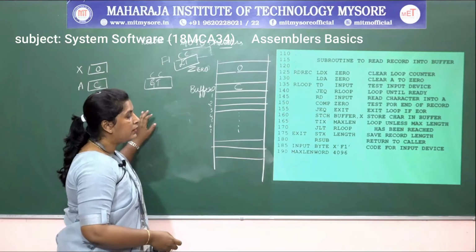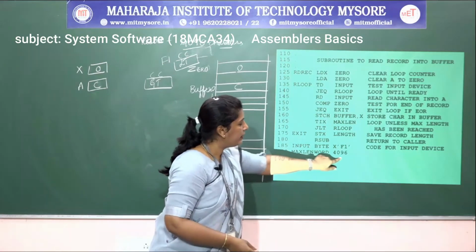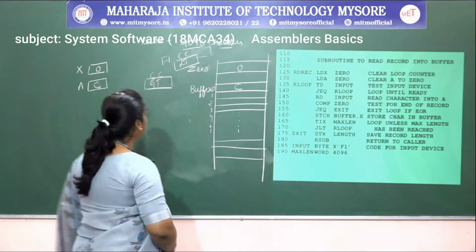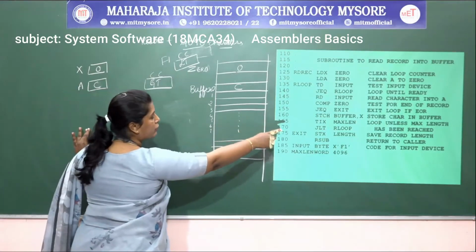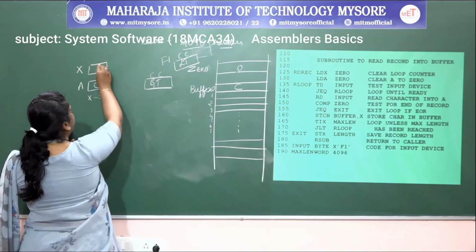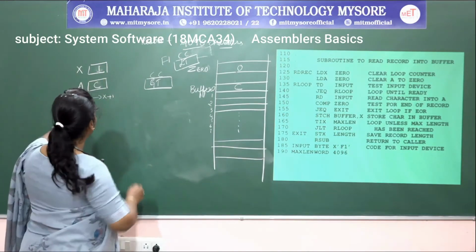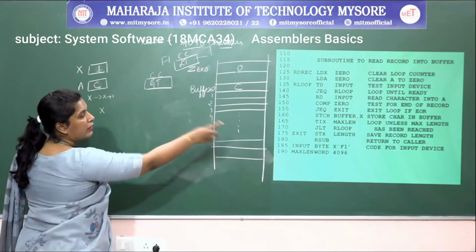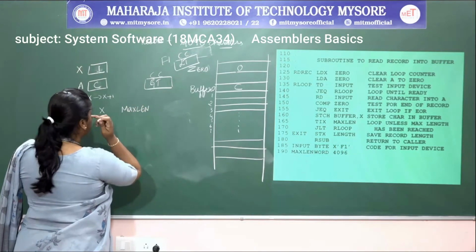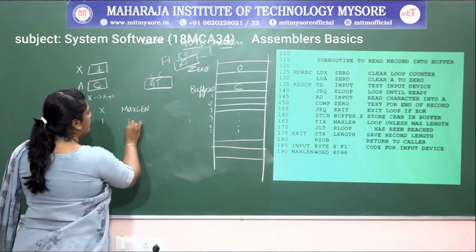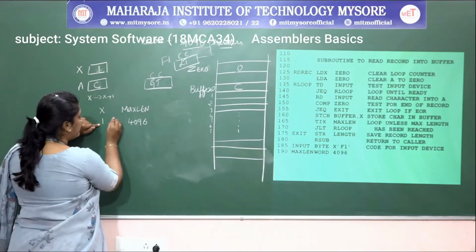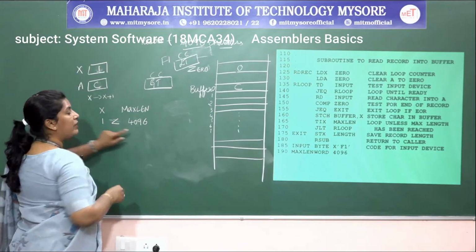So what is the maximum length? The maximum length is a word, having the value 4096. So first, what the TIX instruction is going to do is increment the index register value. So the index register value became 1 here. After that it is going to check the index register value with the memory location named maximum length. What is the maximum length it is having? 4096. So the index register value is less than the maximum length.